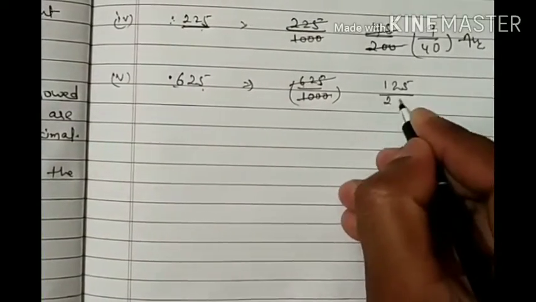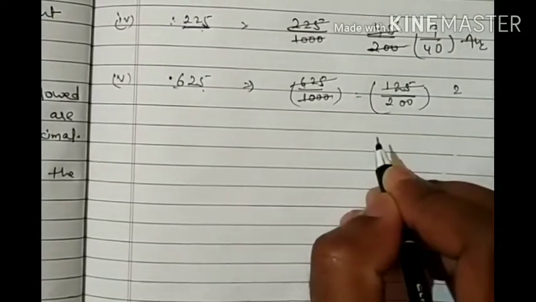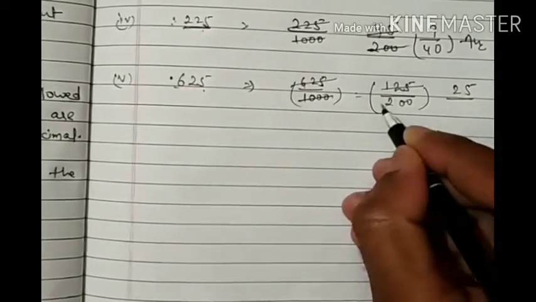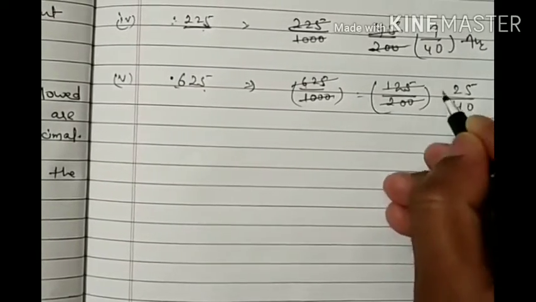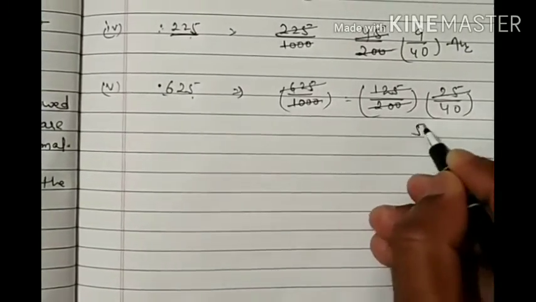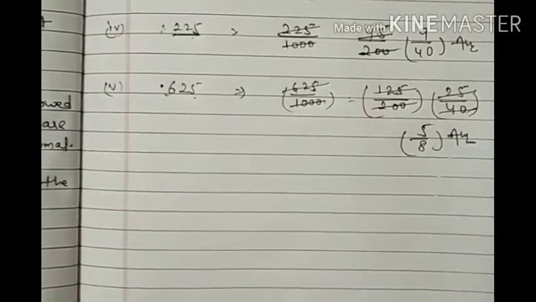5 twos are 10, 00. Again we can divide it using 5. 5 twos are 10, remainder 2, 25. 5 fives are 25. With 5, 5 fours are 20 and 0. Again we can divide it using 5. 5 fives are 25 and 5 eights are 5. So 5 upon 8 is the required fraction.